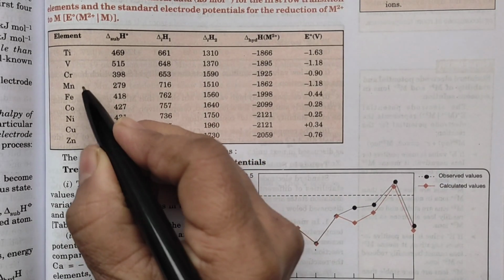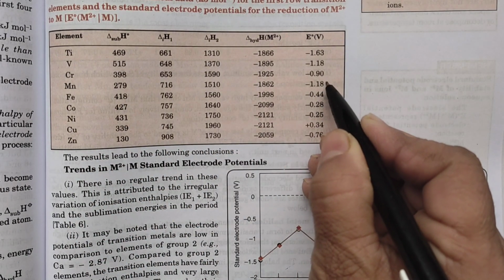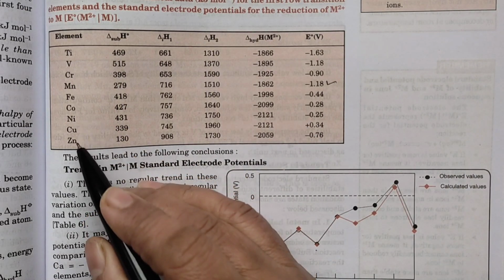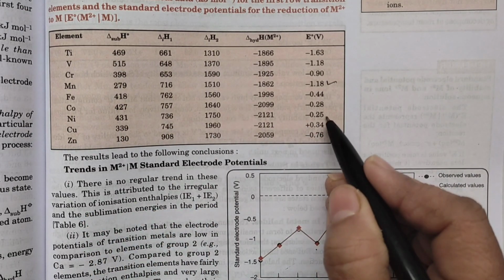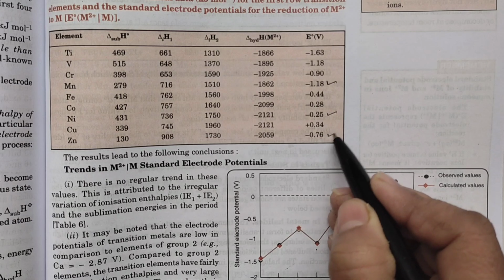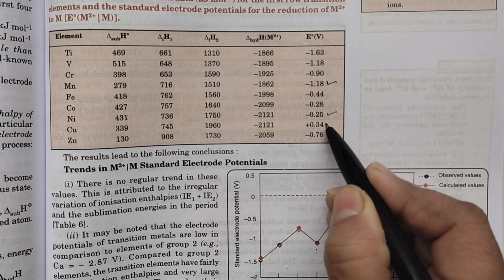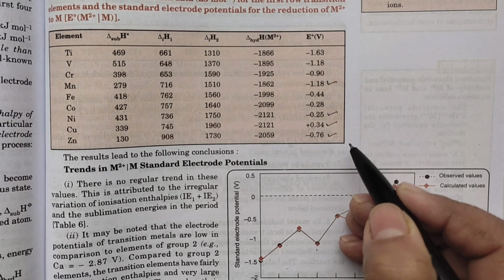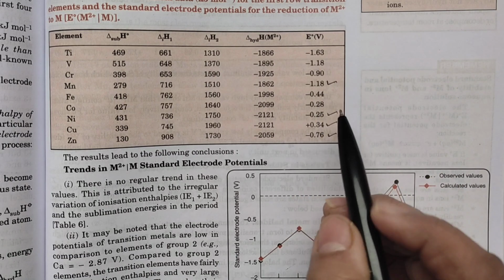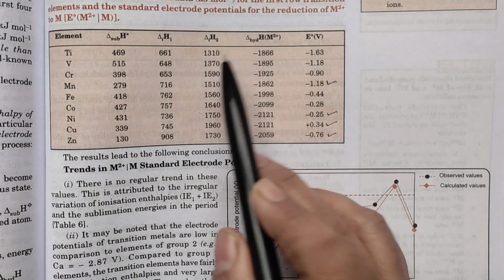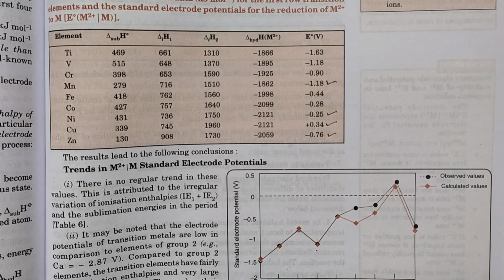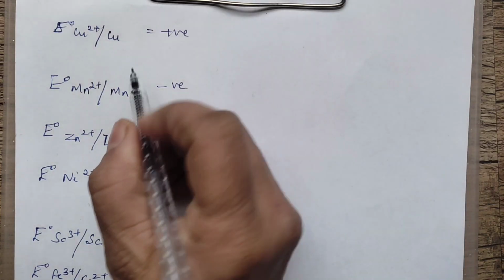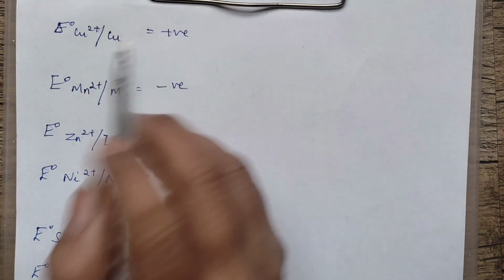So we will be talking about Mn, why the value is more negative. Then nickel is also negative, zinc is also negative, copper is positive. Why these four values are given? This is in terms of M2 plus / M. Okay, so let's discuss the reasons for it. I've just jotted down here. So we'll be talking why for copper it is more positive.